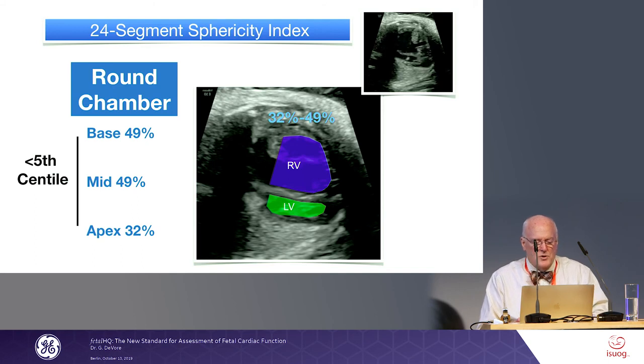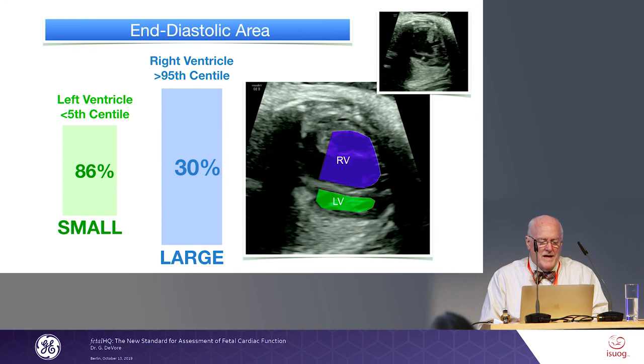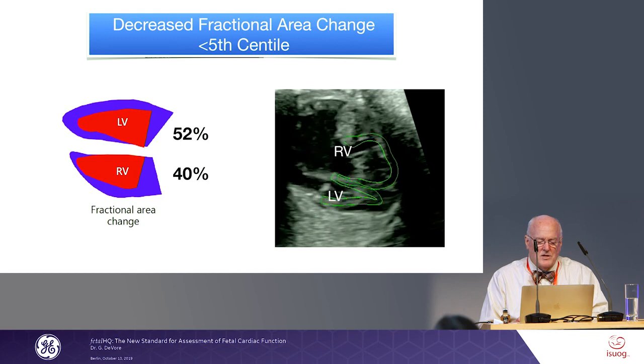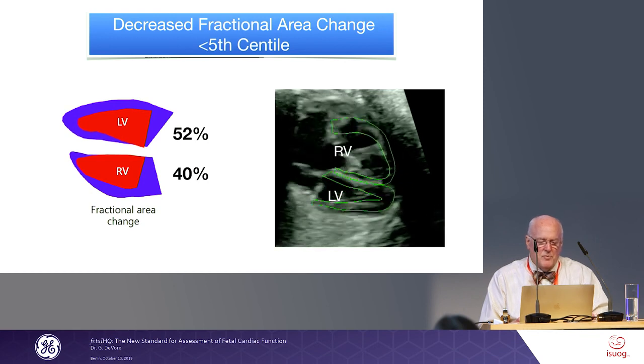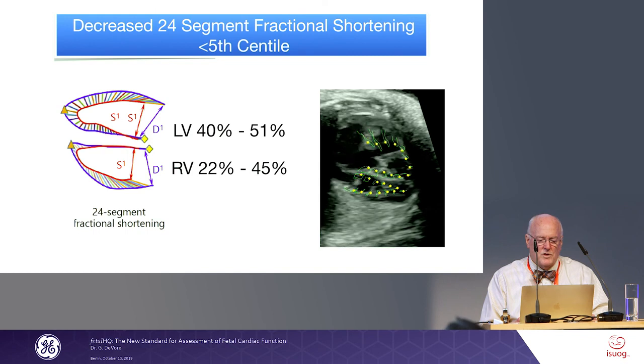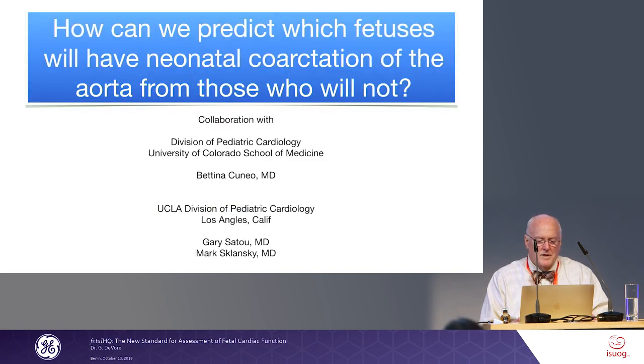You see the distribution of the base, the mid, and the apical portions of the ventricle. If we looked at the end-diastolic area, abnormal below the 5th percentile in 86% of the left ventricle, and it was larger than 30% of the right ventricle. If we look at contractility, we see, for example, below the 5th percentile, distribution of both ventricles, longitudinal strain, abnormal strain, decreased fractional shortening.